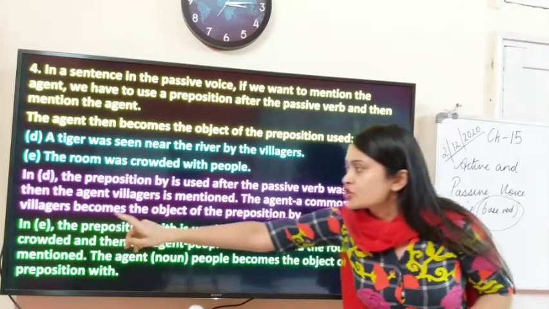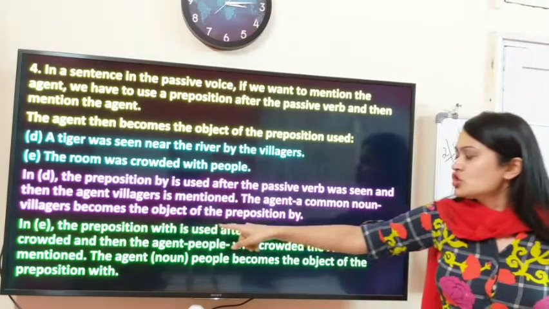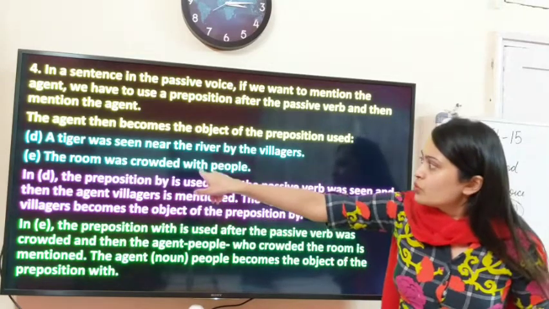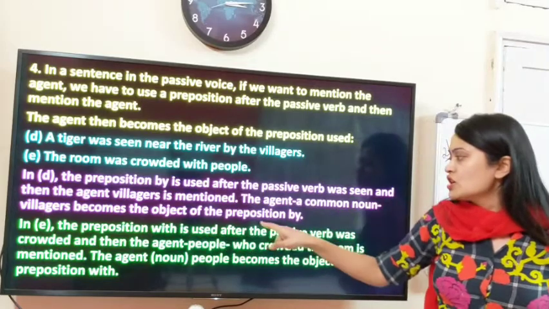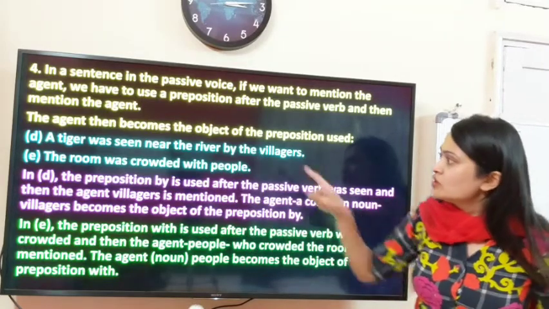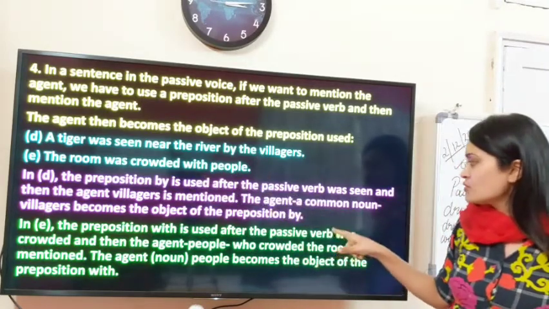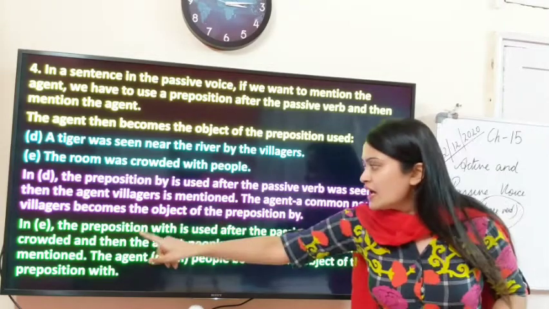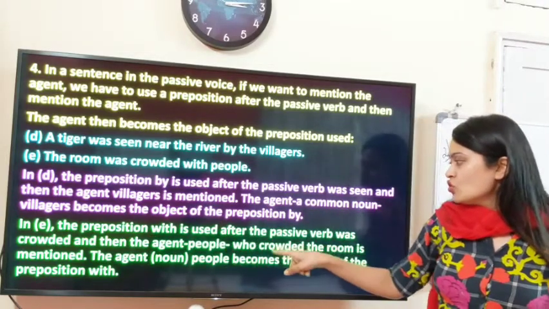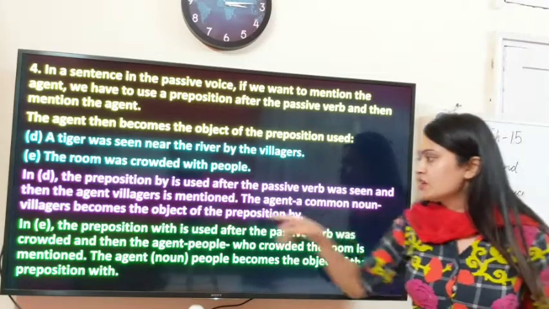Okay, now next point, children. In the example, the preposition with is used. With is used after the passive verb crowded. Okay, passive verb was crowded and then the agent, people, crowded the room, is mentioned.